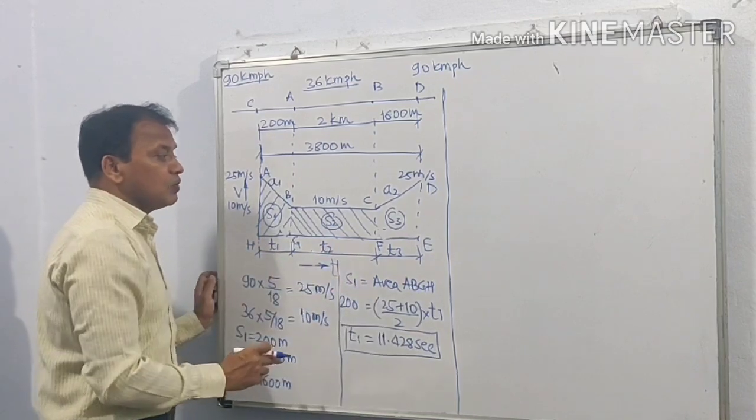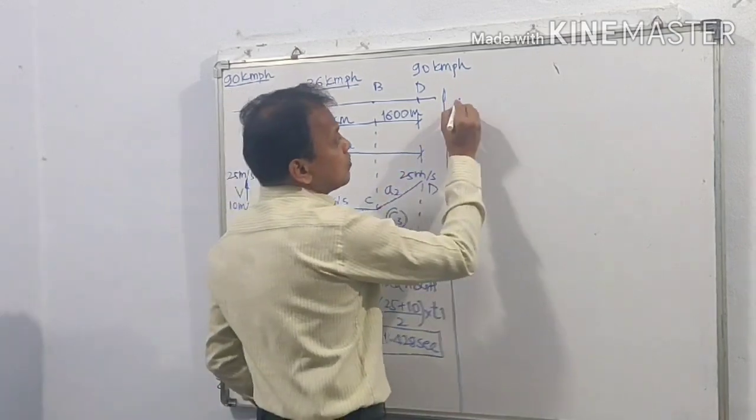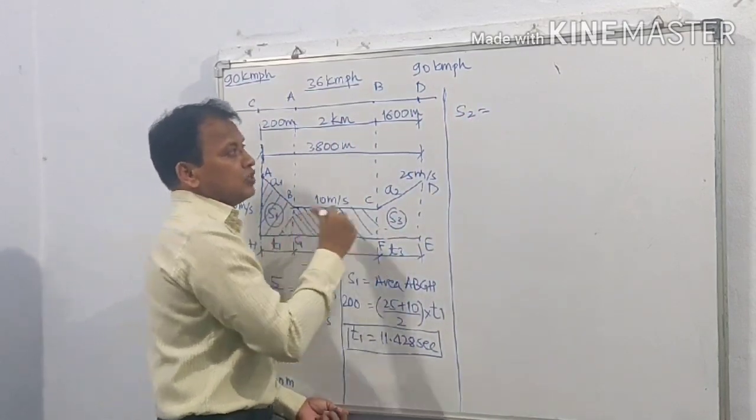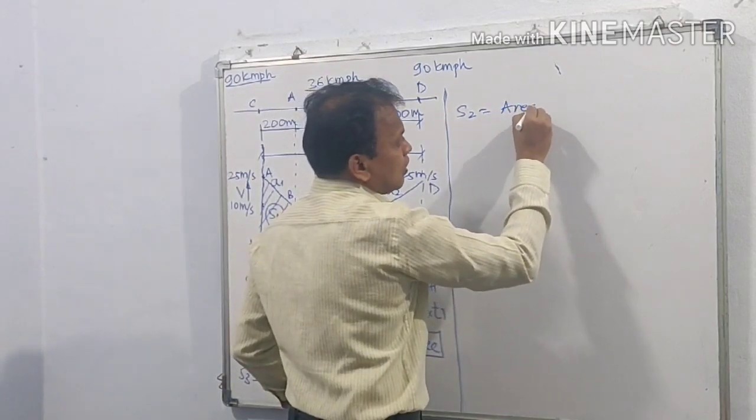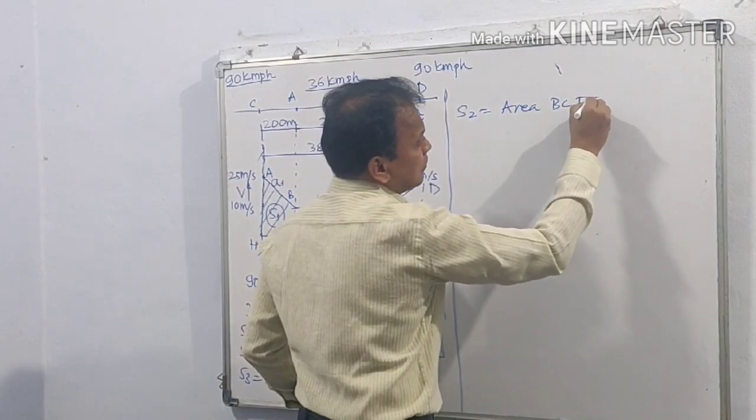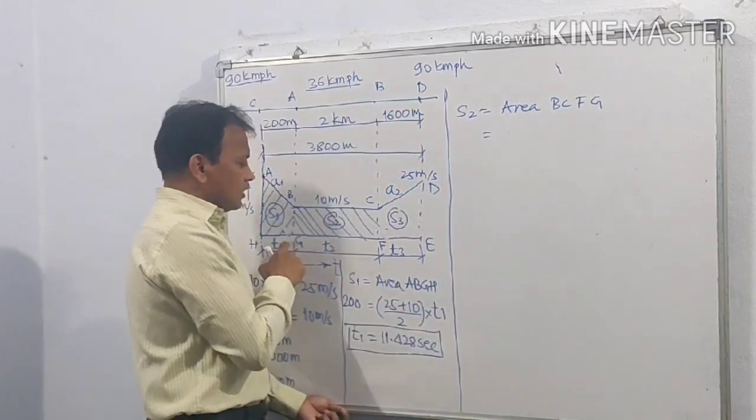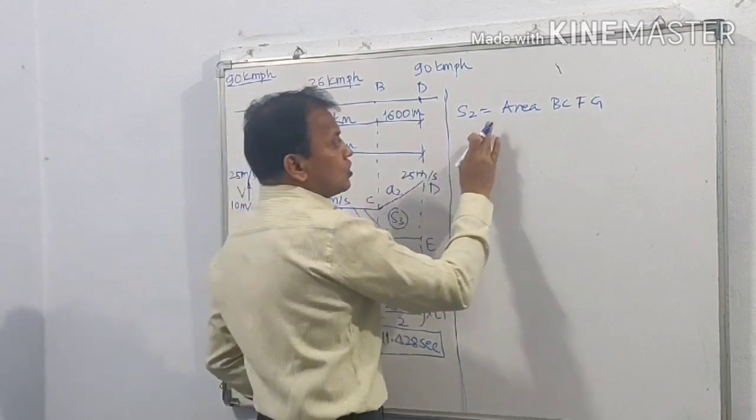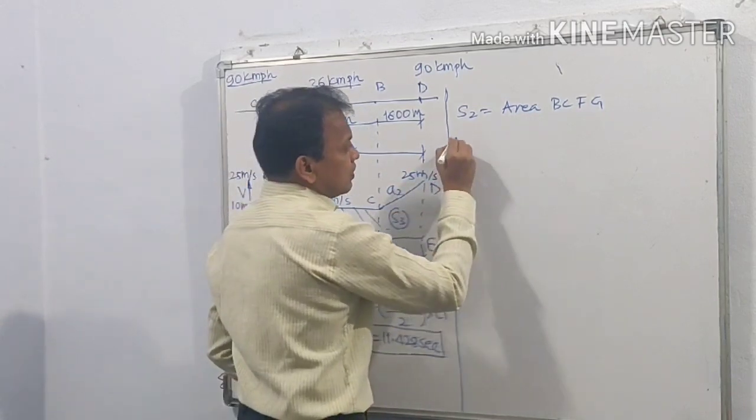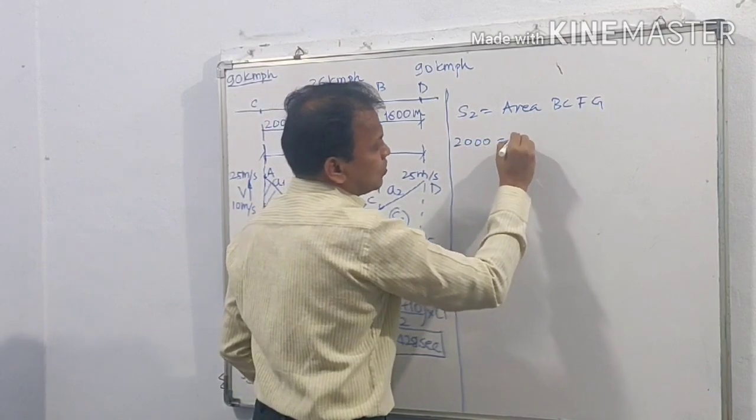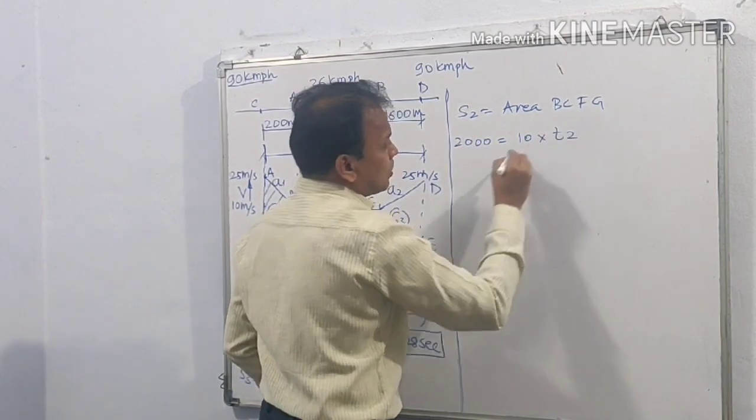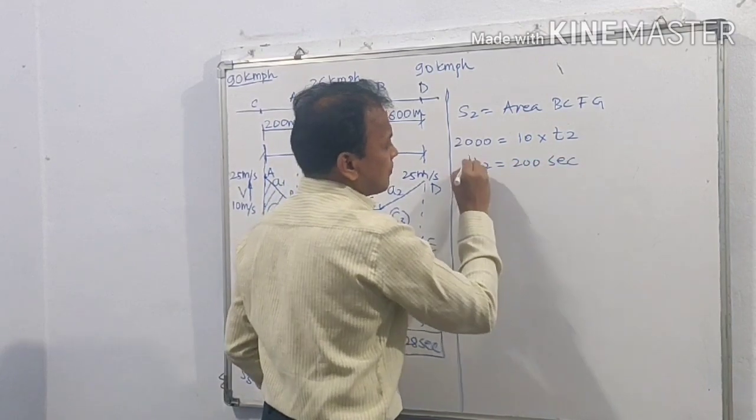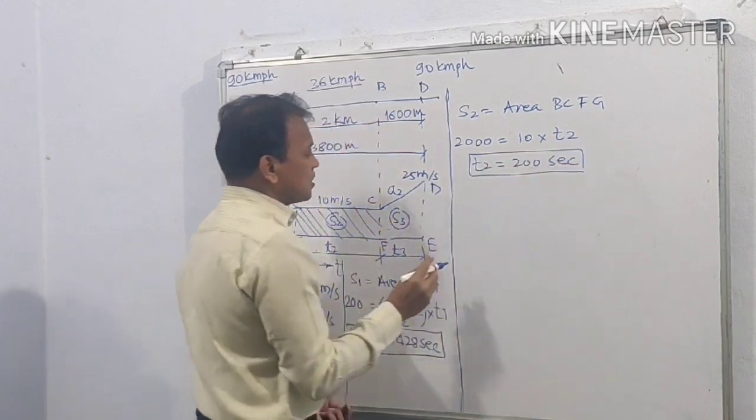Now similarly, we can calculate T2. So S2 is equal to area BCFG, is equal to area of rectangle BCFG, for rectangle T2 into 10. This height is 10. So S2 is equal to 2000. 2000 is equal to 10 into T2, and therefore T2 is equal to 200 seconds. We have found T2 also.